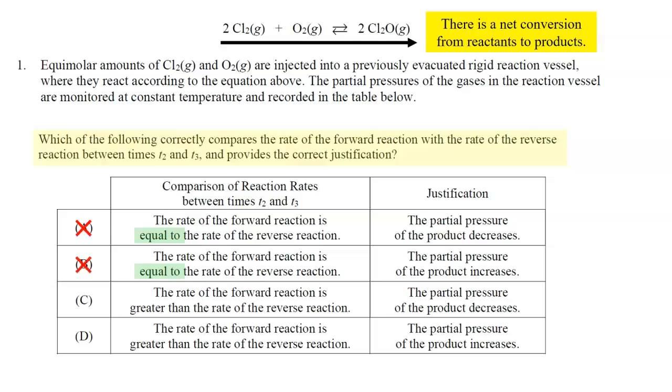We know that's not true. The answer is either C or D because the rate of the forward reaction is greater than the rate of the reverse reaction between times T2 and T3. And so why is this? Because according to the data table, the partial pressure of the reactants decreases in that time interval, and the partial pressure of the product increases in that time interval. So the correct answer to question 1 is choice D.